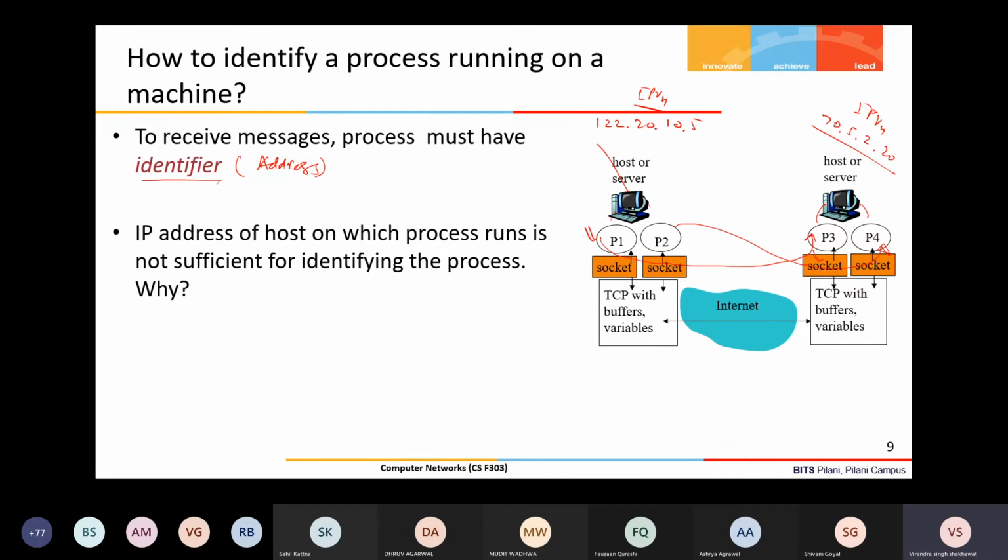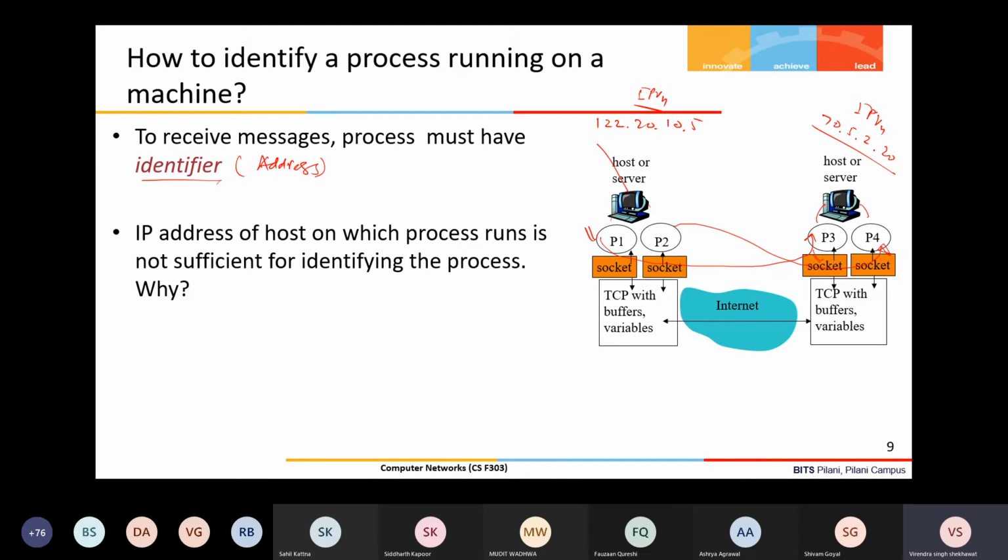To identify to whom the letter belongs, the process ID. But how will P1 know the process ID of a process running on another machine? We could use the port number. Process ID is applicable to the operating system only. The operating system distinguishes among the multiple processes running on the same machine through the process ID. Port is kind of analogous to that, but it is a different entity used in communication.